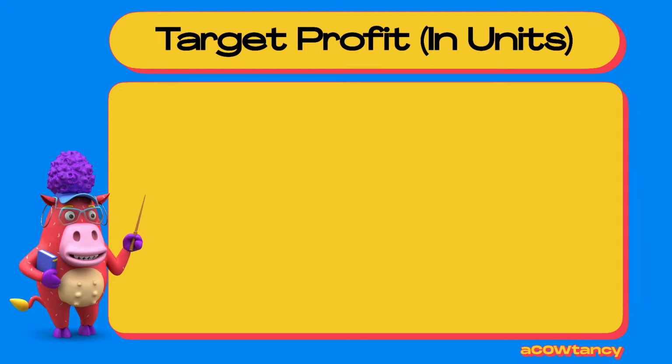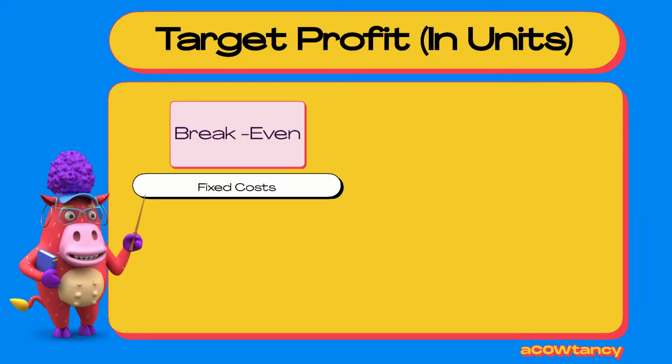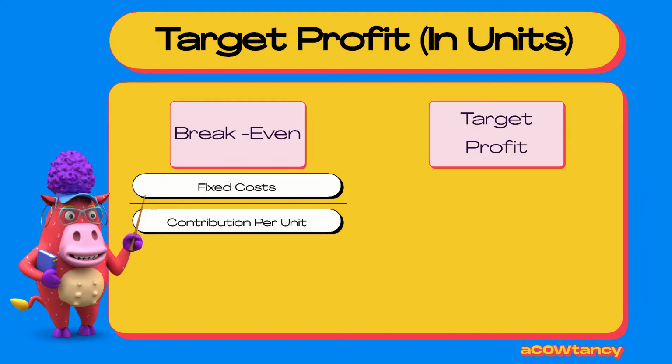Right. Now, if we covered fixed costs when we break even, if we cover more than fixed costs, we get a profit, don't we? So therefore, this should be quite straightforward. If we wanted to make, well, let's just remind ourselves, break even was covering the fixed costs, so fixed costs divided by contribution per unit.